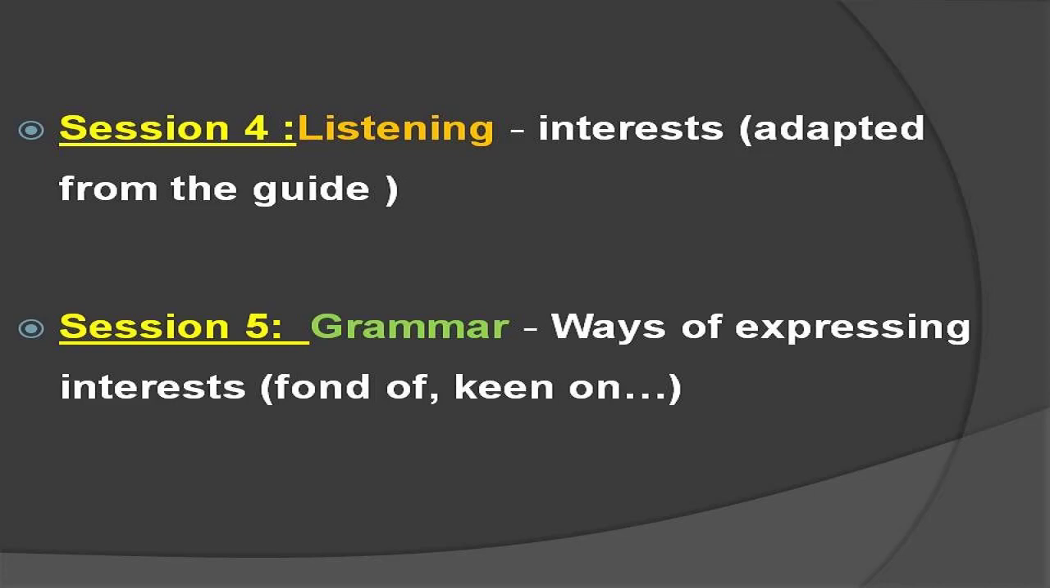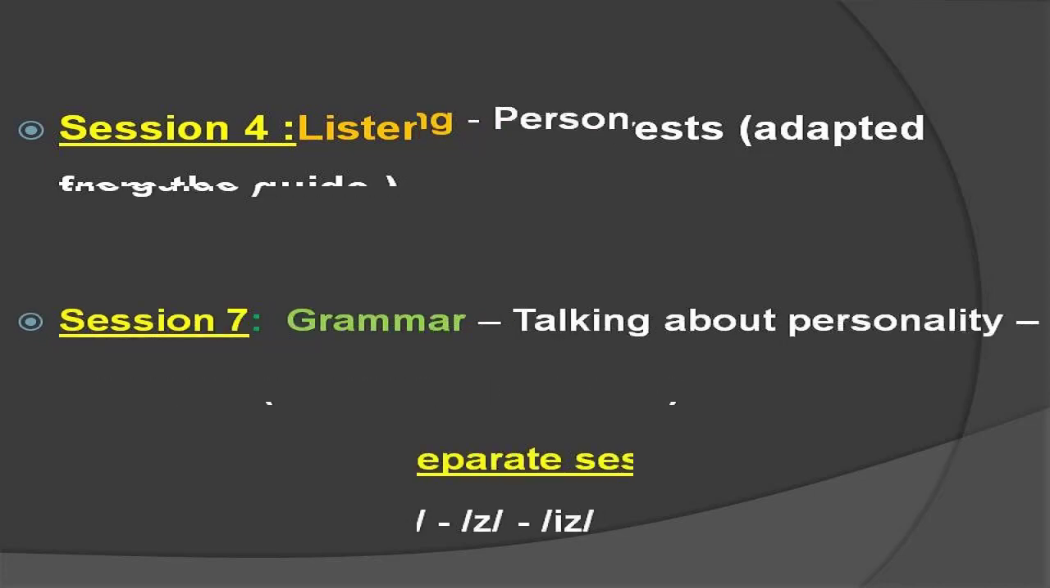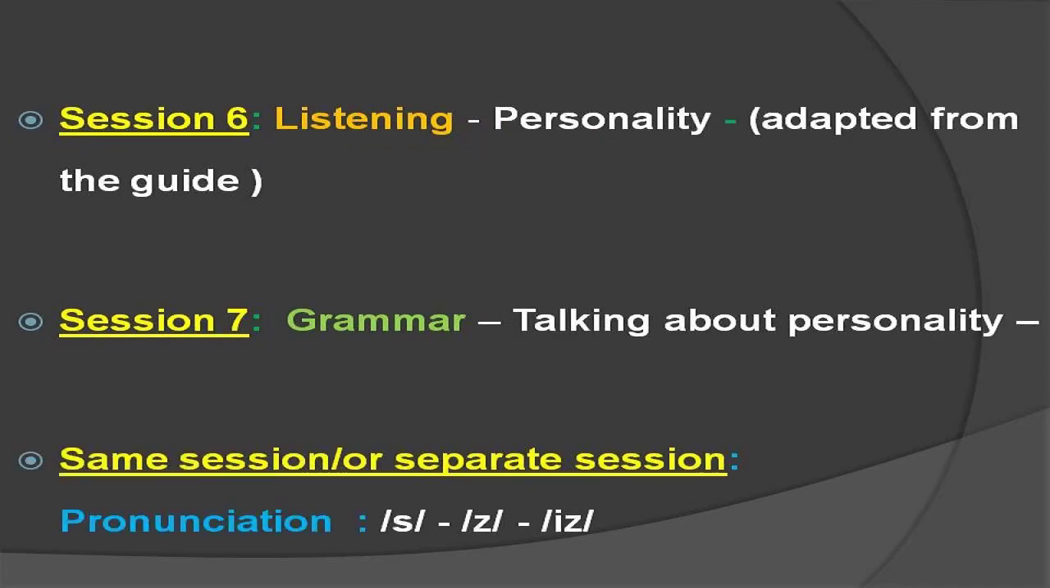We don't teach grammar as a separate item. We teach it in context. Then I moved to the third topic, which is personality. And I moved to a grammar lesson about talking about personality, how to ask questions about personality, and so on. Then I moved to pronunciation of se, ze, and is. This is my logical order of the first sequence of the third-year program.